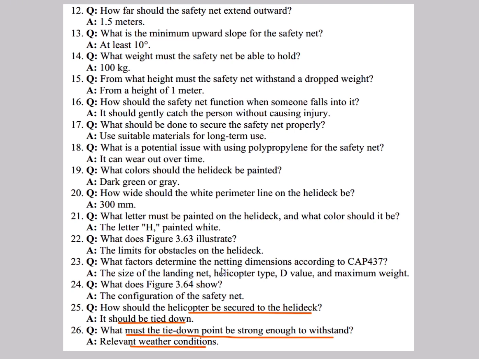And then what factors determine the netting dimensions? That is the size of the landing net, helicopter D type, D value, and maximum weight.